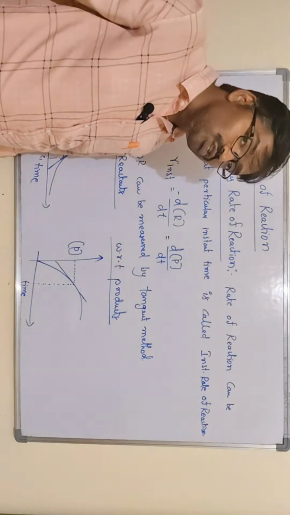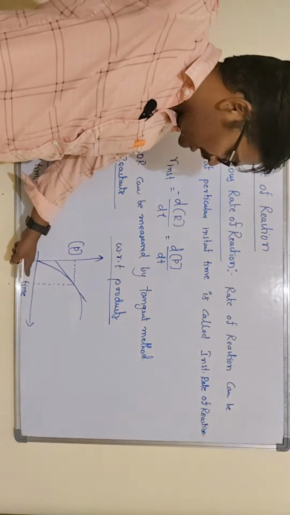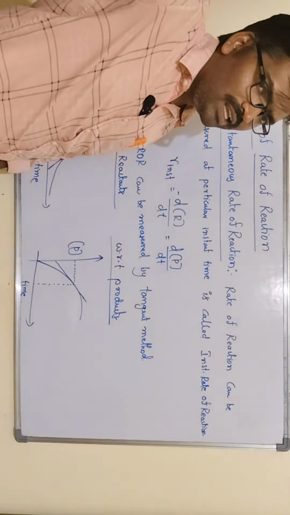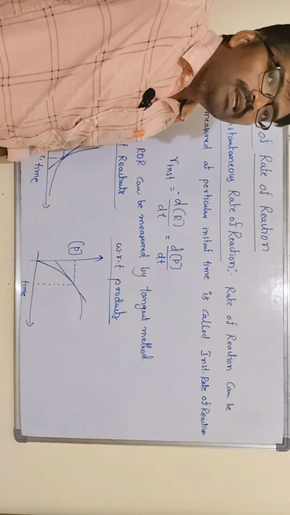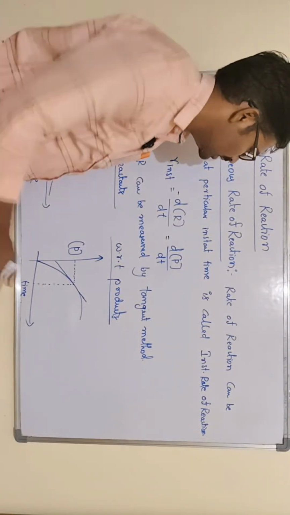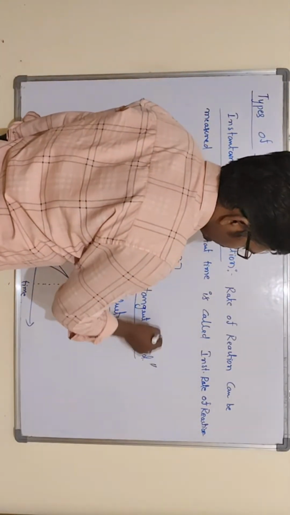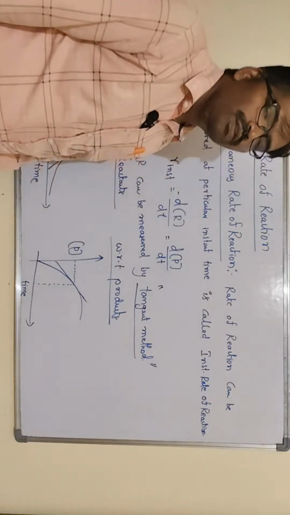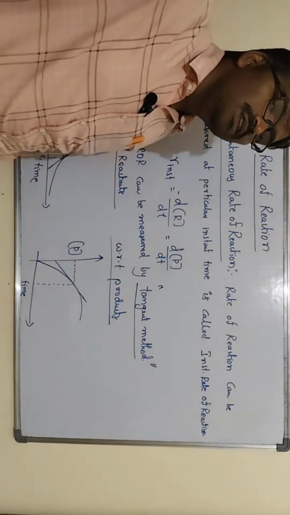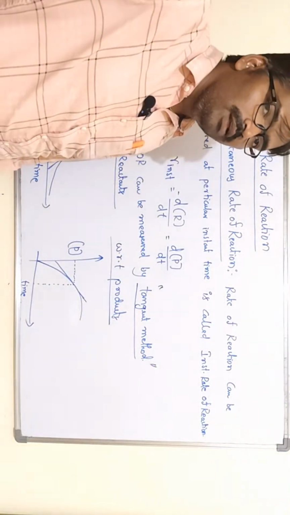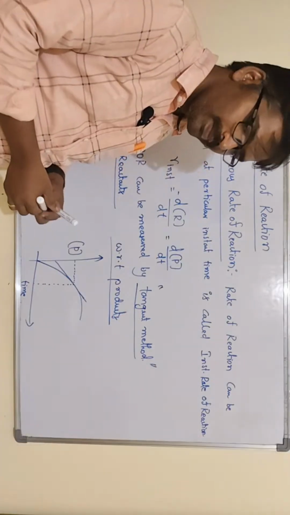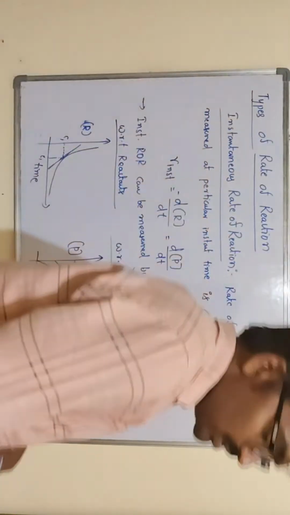The method used to find the rate of reaction at a particular instant, that is the instantaneous rate of reaction, is called the tangent method. So the tangent method is used for the instantaneous rate of reaction. Then to find the average rate of reaction, we can generally use the exponential method. Clear, my dear students? Yes, note this down.